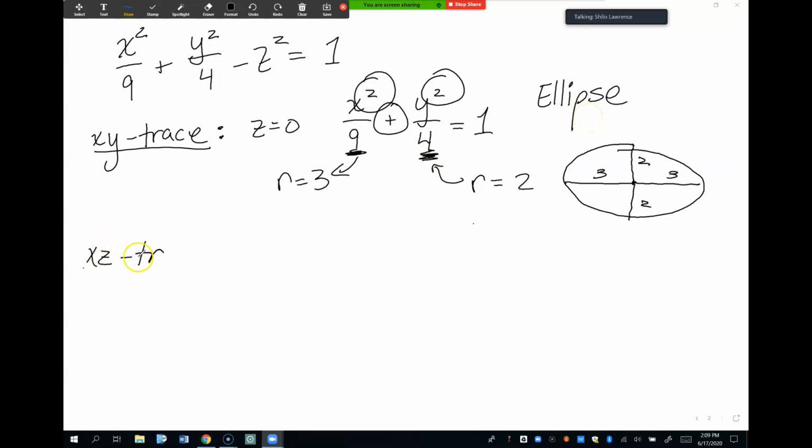There really is no certain order you need to do these in. I'm going to do the xz trace next. For the xz trace, I don't see a y anywhere in that. That means I'm just going to let my y equal 0. So that entire y term is going to go away, and we're going to be left with x squared over 9 minus z squared equals 1.